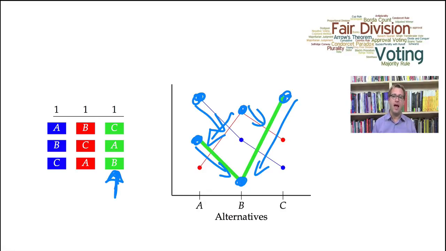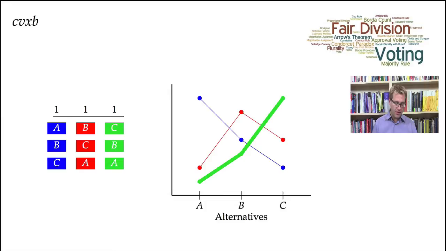So does this always happen? Do you always get preferences that look different? Well, let's look at a different profile. And this is going to be a profile that doesn't lead to an intransitive group ordering.